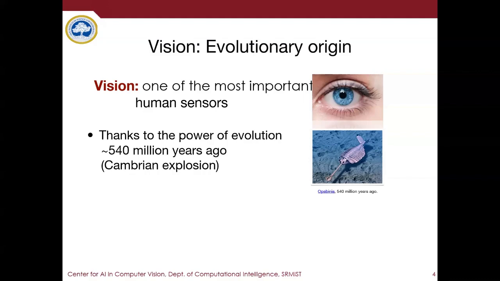You might have heard of training, right? Training on data. Over all these years, hundreds of millions of years of training has happened. That is why we have such a highly advanced vision system in biology.